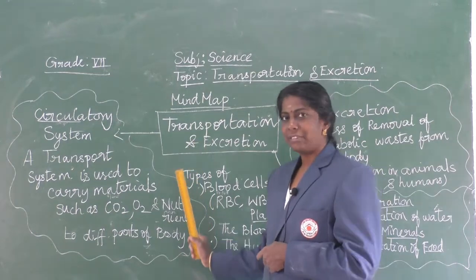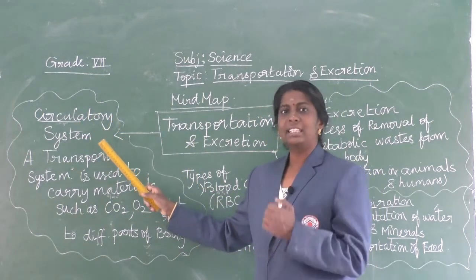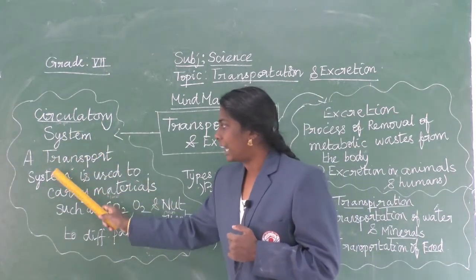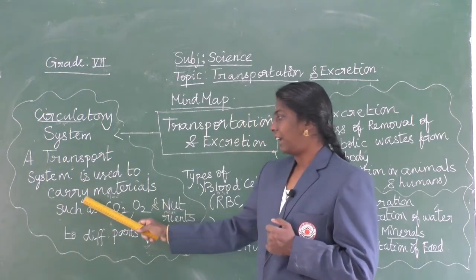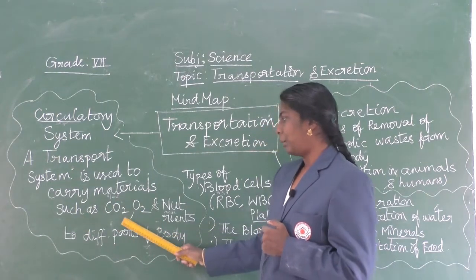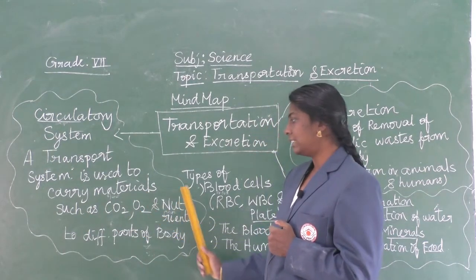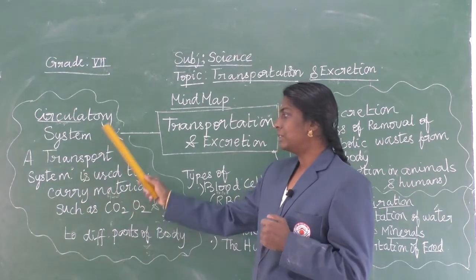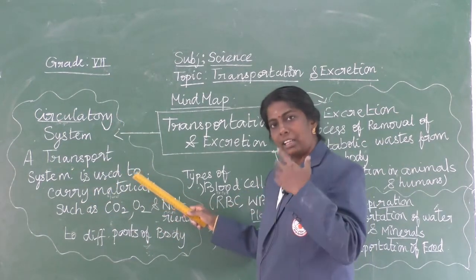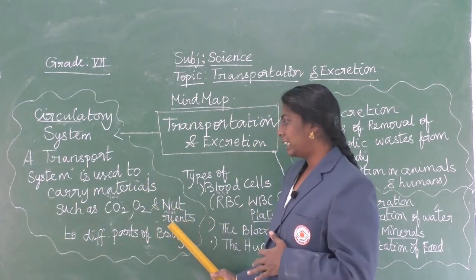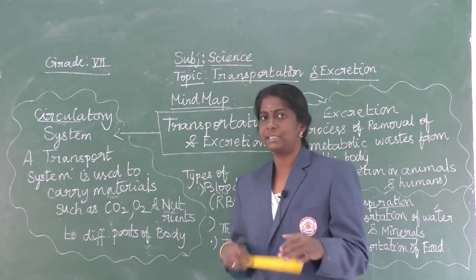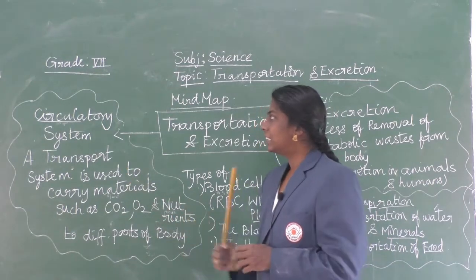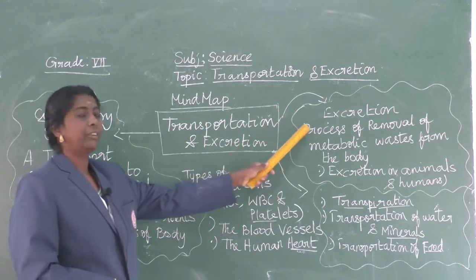So it is further classified into the first type, that is circulatory system. So what do you mean by circulatory system? A transport system which is used to carry materials such as carbon dioxide, oxygen and nutrients to different parts of the body. The whole system is meant to be circulatory system. Clear, children? Yes. Now, the second part of this chapter, that is excretion.